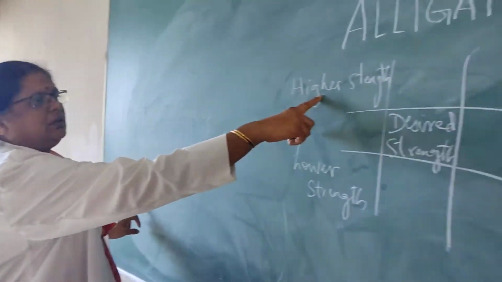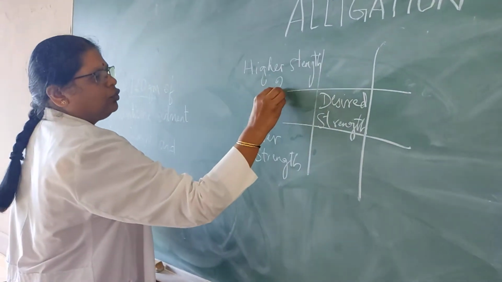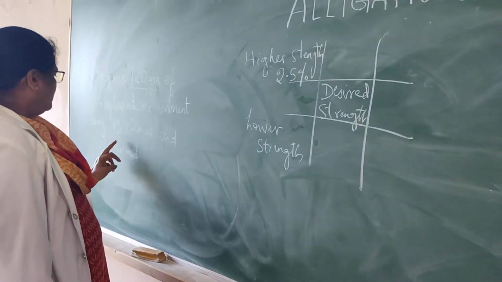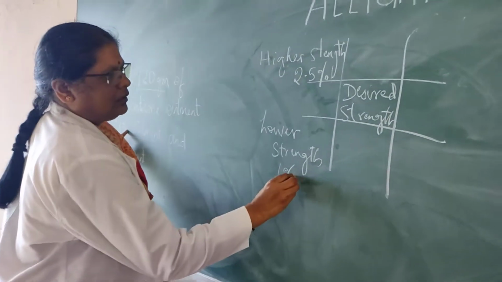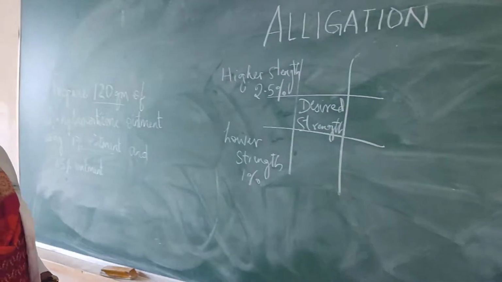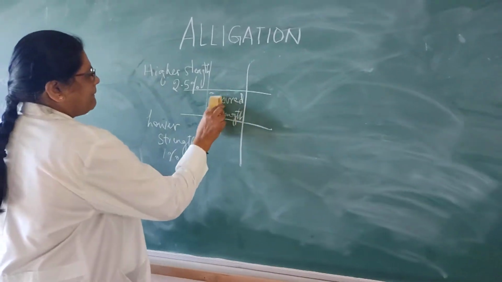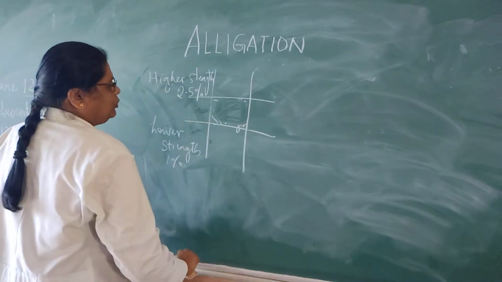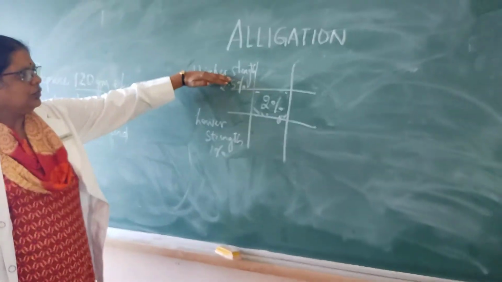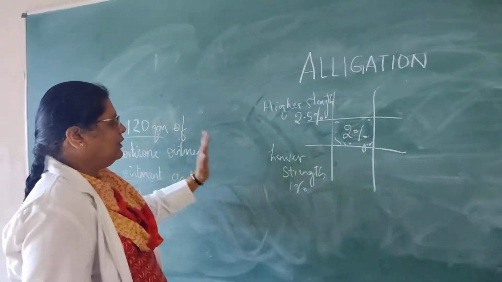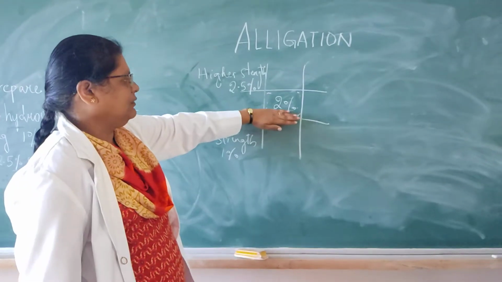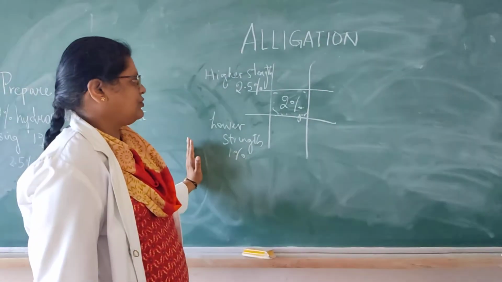The higher strength is 2.5%. The value of lower strength is 1% hydrocortisone ointment. What is the desired strength? Desired strength is 2%. Okay. So you have 2.5% which is the higher strength, 1% which is the lower strength, and the desired strength of the product that you need to prepare is 2% using these two strengths.